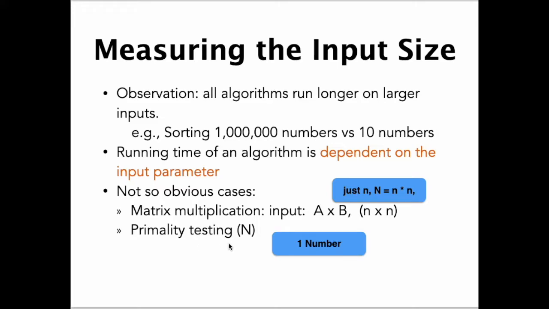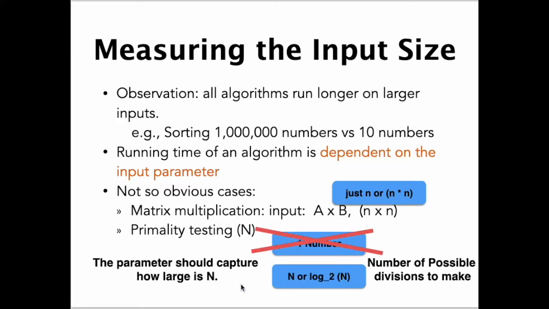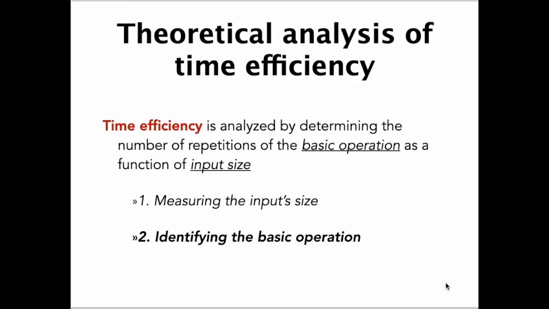For primality testing, although there is only one input, the input size is not just one, but the parameter should capture how large the number is. So the right input size for the primality testing problem is the number, or log of n, or the binary representation of that number, because this can encapsulate the possible number of divisions to make. Okay, so that's the first one, the input size.